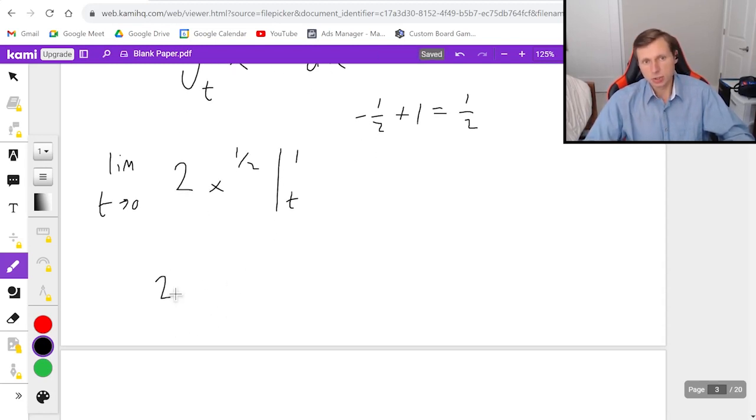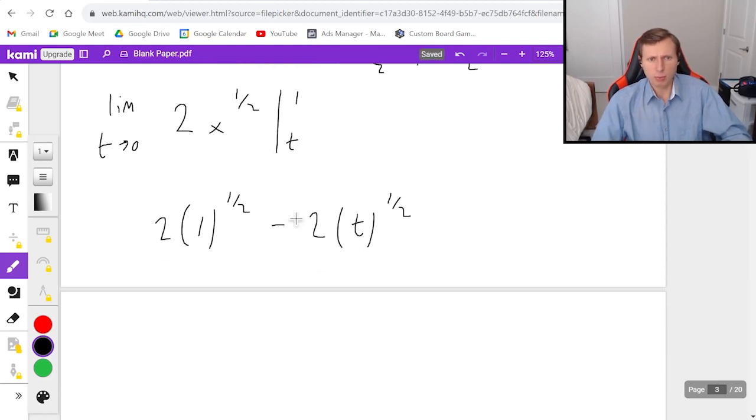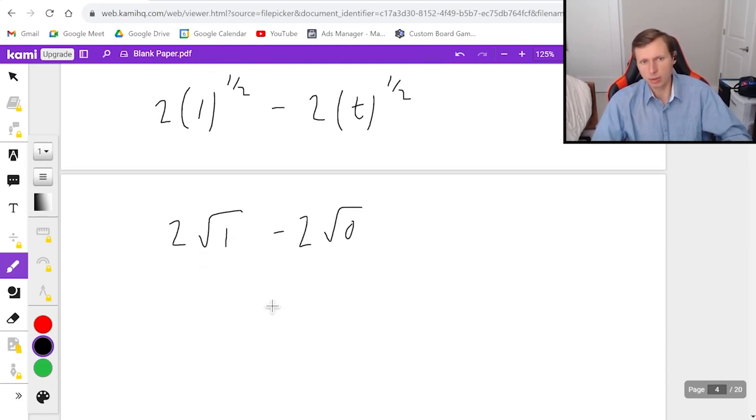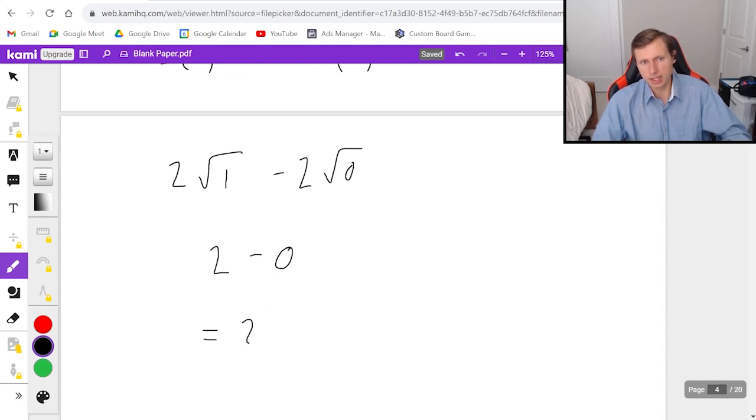It's going to be 2 times 1 to the 1/2 power minus 2 times t to the 1/2 power. And remember, we're going to plug in t for 0. And also remember that 1/2 power just means square root. Like this is 2 root 1 minus 2 root 0. This is no problem at all. Looks like we're just going to get 2 minus 0, so the answer is 2. And we're done. That's it.